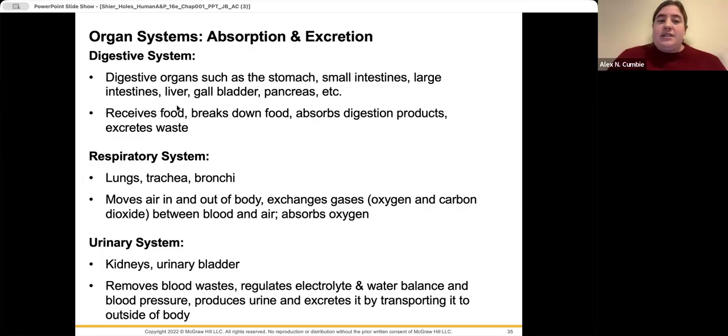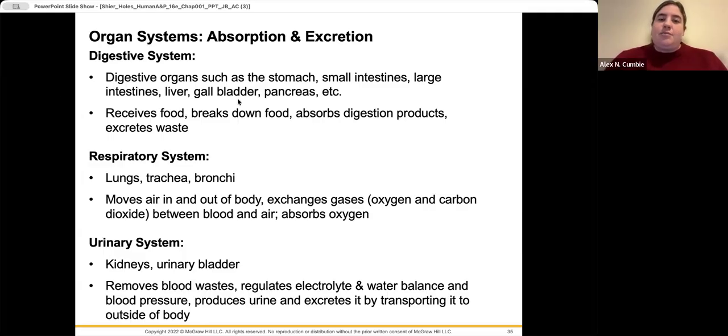So the digestive system includes digestive organs, so your stomach and your small intestines. Your small intestines actually have names. There are three parts: duodenum, ileum, and jejunum. And then your large intestines, which have multiple parts as well, mostly called colons, and we have a variety of colons attached to each other. We also have your cecum as well as your appendix coming off of here.